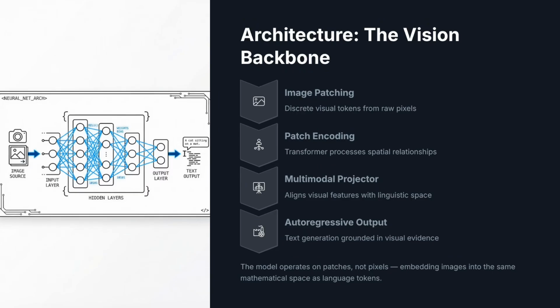GPT-4o doesn't see a JPEG the way you do. It uses a process called patching. The model takes your image and chops it into discrete visual tokens. These tokens are then fed through a multi-modal projector that aligns visual features with the language space the LLM already understands. This shared mathematical space is why the model can reason about the relationship between a submit button and the input field next to it. It's not magic, it's a high-dimensional alignment.